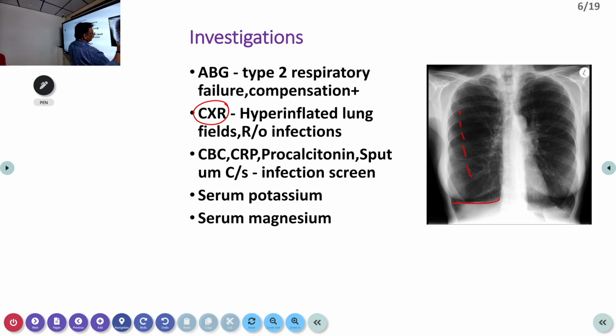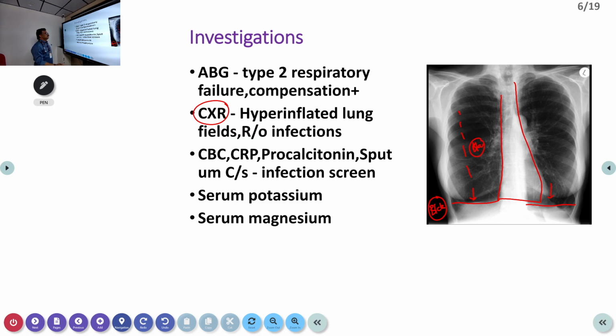Diaphragm is flat and pushed down. Heart is like a tube, tubular heart. And you see this part is air, so inside also is almost similar color, black. Here also black. This blackness is due to air. So more air is trapped inside the lungs, that's why it is black.